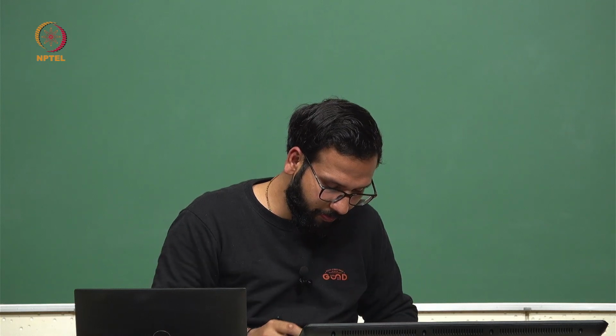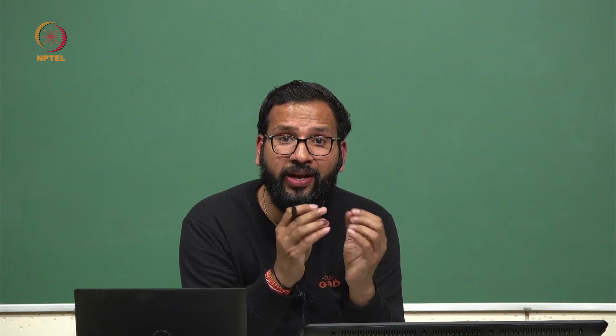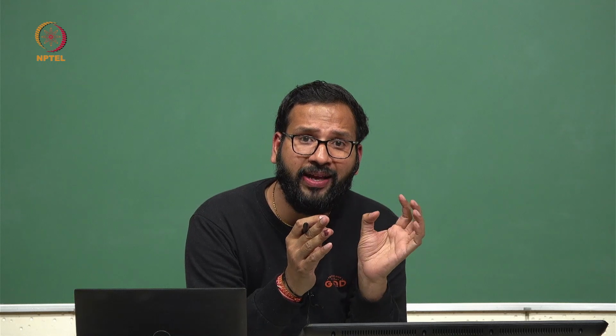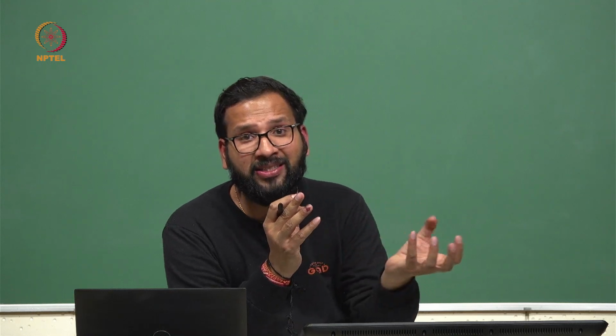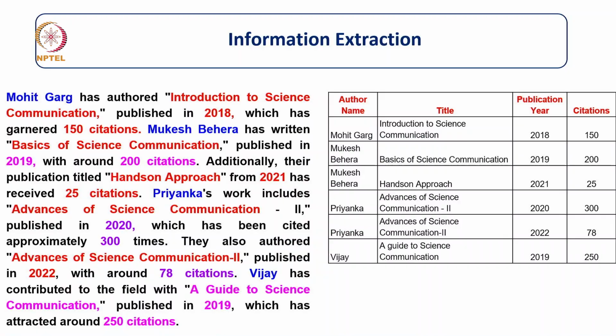The next text mining technique is information extraction. In information extraction, we take unstructured text data and extract some of the key information from it. If you see this example here, this was the unstructured data, and from this particular data we have extracted these authors, these years, and then the citations, which are there here.